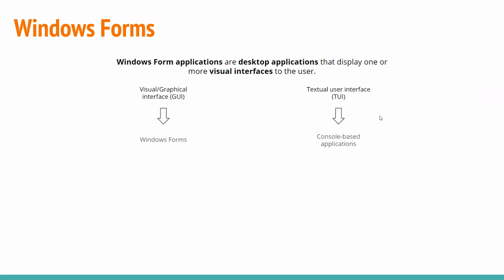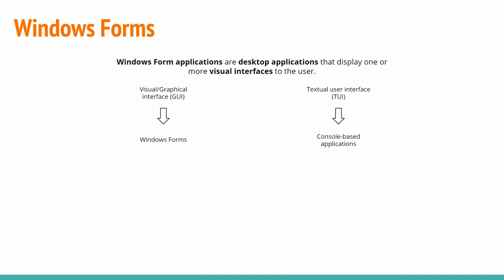Okay. So what do we mean by this? If you are creating a desktop application that has a visual interface, you will use what is called a Windows form if you're creating it for Windows. Obviously, if you're not creating it for Windows, then you're not going to be using a Windows form. And then if you're creating a TUI, again, on Windows, well, we'll get into that a little bit.